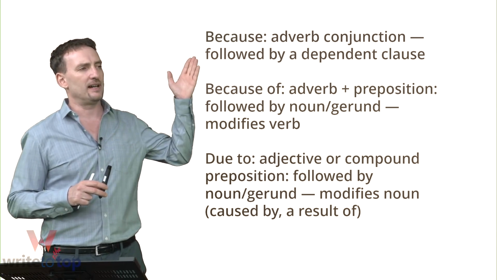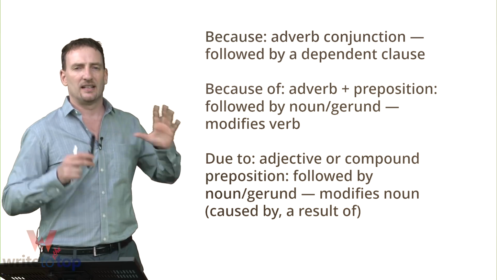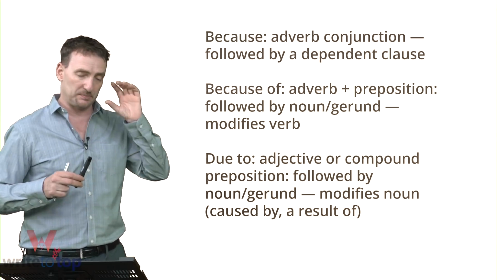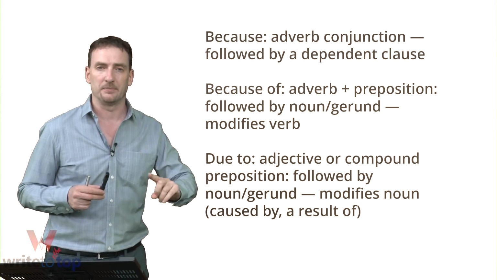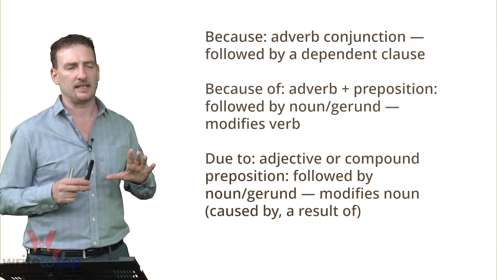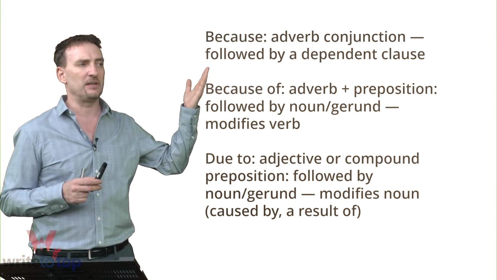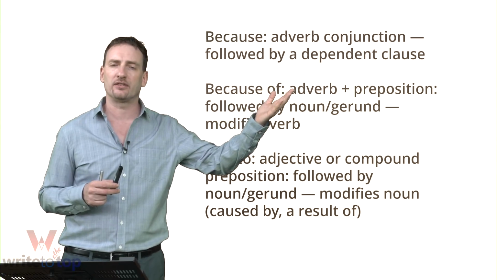So let's look at because of, and due to. These are not all synonyms. Because and due to, specifically, are not synonyms. And this is where a lot of people make mistakes. Because is an adverb conjunction. It means that it's going to be followed by a dependent clause.